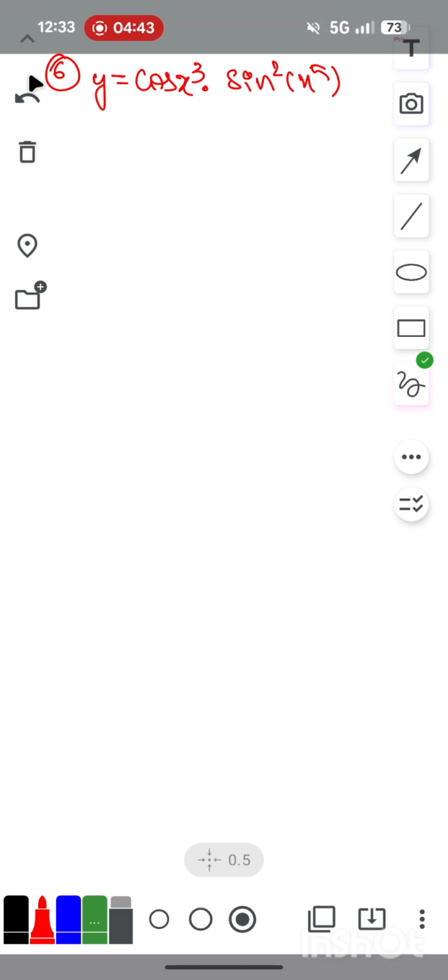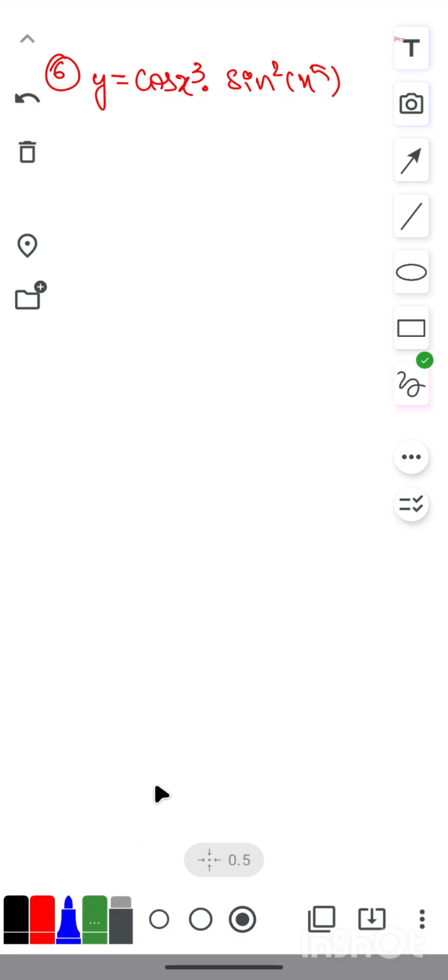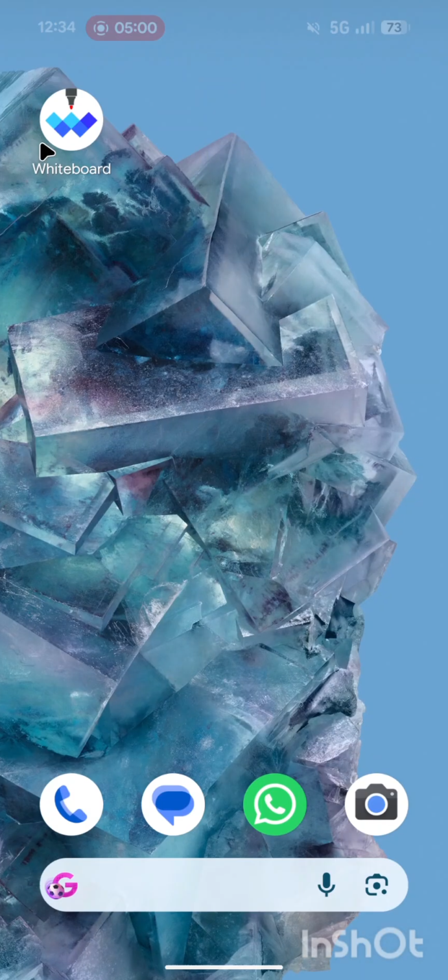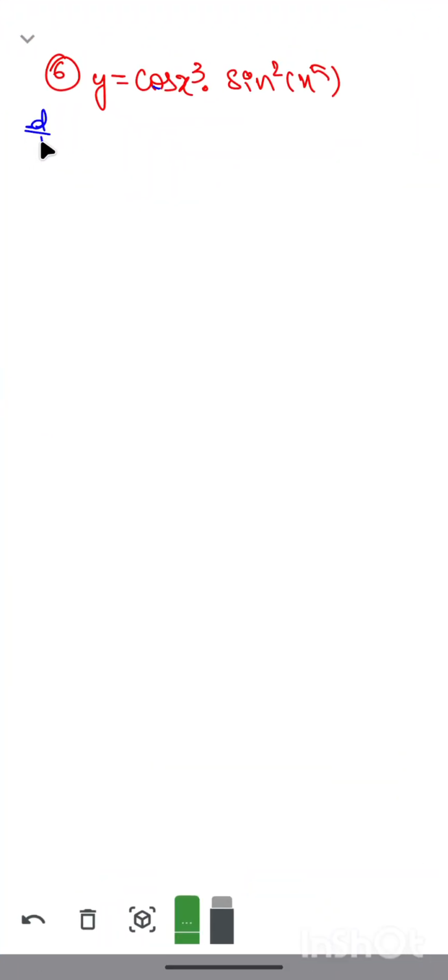See, as the questions are increasing, the level of difficulty is also gradually increasing. Not too difficult, it is easy only, but gradually it is increasing. Now see, in the previous problem, the fifth question, we used the u by v rule, but now we have to use the uv rule. I am writing one formula: d by dx of uv is equal to u into v dash plus v into u dash. This is the formula. So this cos x cube is to be considered as u, and the sine square of x power 5 is to be considered as v.